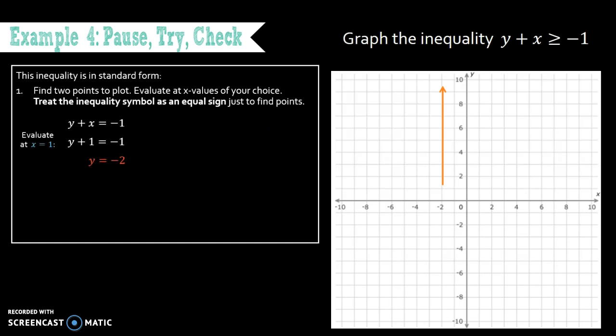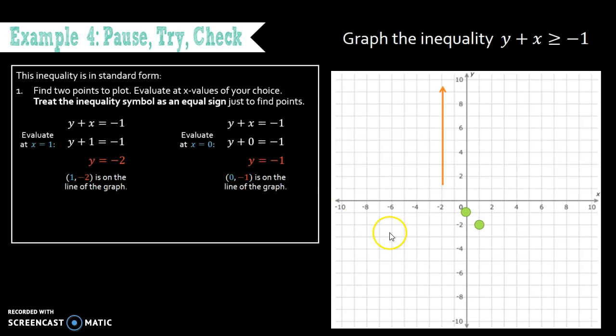I'm going to choose to plug in where x equals 1, and I'm getting y equals -2. That means that the point 1, -2 is on the graph. You can see that green point popping up over here. That's the coordinate 1, -2. Let's choose another point. Let's try plugging in x equals 0. When you plug in x equals 0, you get that y is equal to -1. There's the point popping up right here.